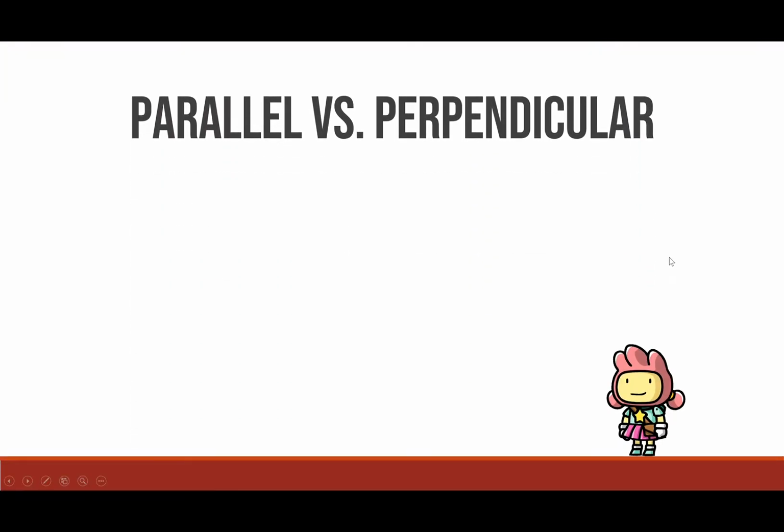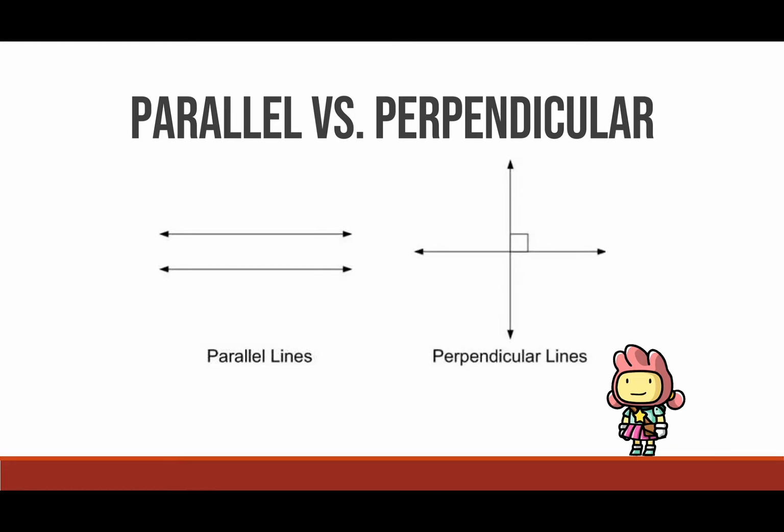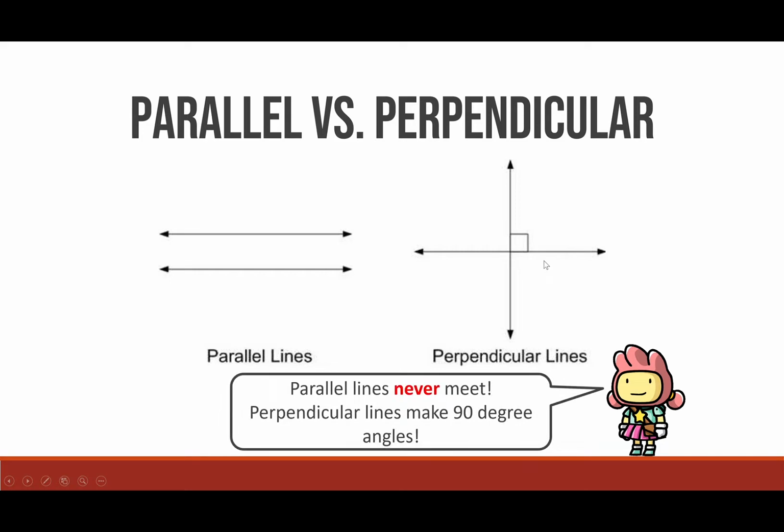All right, so let's talk about parallel versus perpendicular lines. You see these parallel lines right here? These are two lines that will never ever intersect. They will never ever meet. However, perpendicular lines will meet and they will form a 90-degree angle when they do meet, just like this.